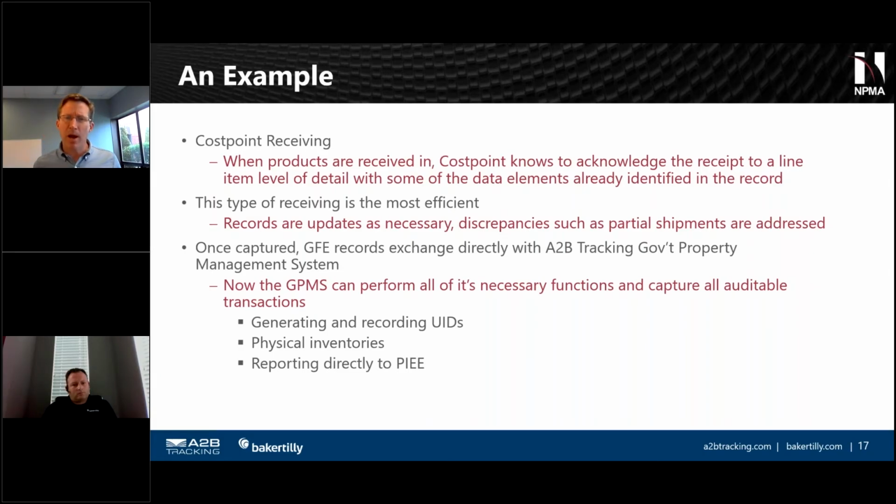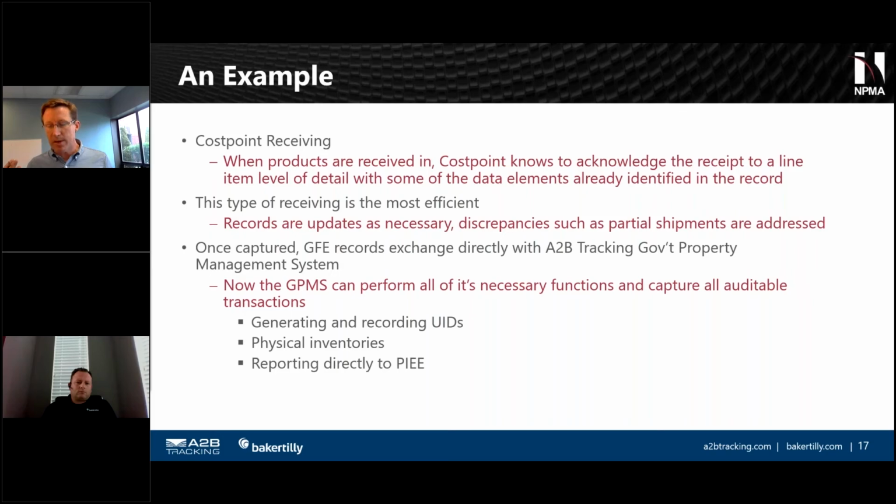So when products are received within Costpoint, you can acknowledge the receipt to specific line item detail, and you can add the additional data elements being required of you for 52.245-1. Now, this is the most efficient way to receive. It could easily be an attachment also, might be part of what you need to check against to make sure that your records are accurate to what the government expects to be shipping you. And then you can handle the discrepancies, right? You can address parcel shipments within the system.